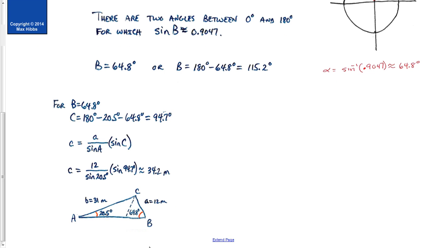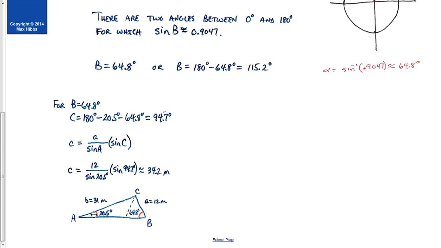Now, let me just show you what we've got here, okay? Notice a little dashed line I put here. Here's angle A. Here's side B. Here's side A. And we've calculated angle B to be, we assumed, 64.8 degrees. And we calculated then that angle C right here was 94.7, and the side C is 34.2, which is the largest of the sides because C is the largest of the angles.